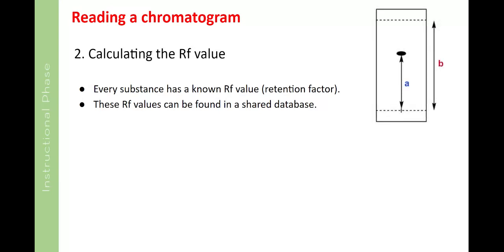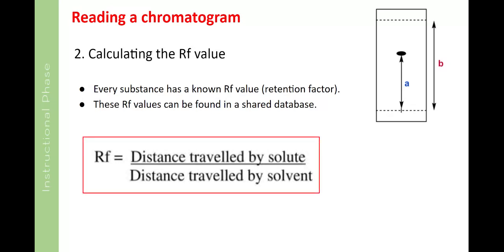So the RF value is the ratio between the distance moved by the substance, by the dye, divided by the distance travelled by the solvent. So remember, distance travelled by the solute, the solute being the dye, the sample, divided by the distance travelled by the solvent.